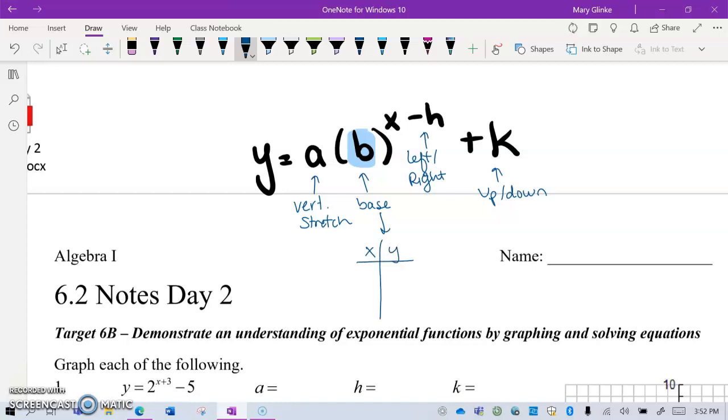So as a quick refresher, your table of values is -1, 0, and 1 for your x values, and 1 over b, 1, and b, being your base, for your y values. Upon the x values, you're always going to add h. Upon your y values, you're always going to multiply by a and add k. And then for the rest of that, we're going to take a look at the graphs of those to identify your domain, your range, and all of that other stuff.